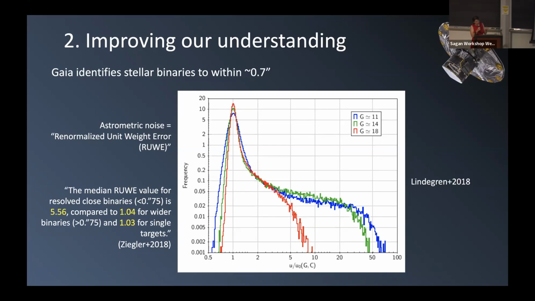This was a quote from a paper by Carl Ziegler: the median RUWE value for resolved close binaries is 5.56. So if you know there's 2 stars and you measure the RUWE, it's about 5, out here. Compared to 1.04 for wider binaries. If your binaries are so far apart that they're not actually affecting each other's uncertainties, then you get back to your uncertainty of 1 on each star. They're separated enough that they're not interfering with each other. And for single stars, it's just 1. So already you can see from this that if your RUWE is about 1, you're probably a single star, or at least you're not so close to another star that's messing you up. And if your number is bigger than that, then you're not a single star anymore.